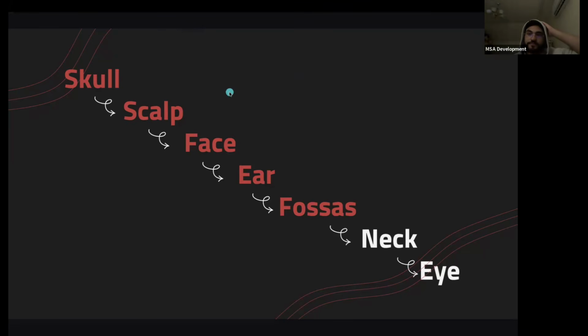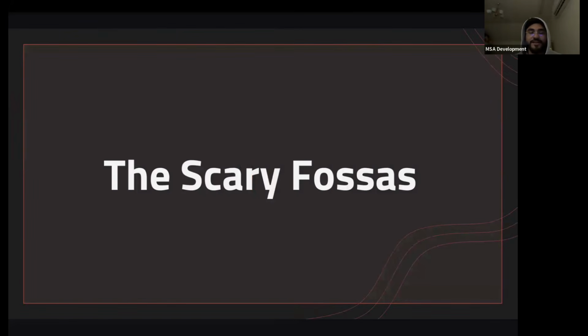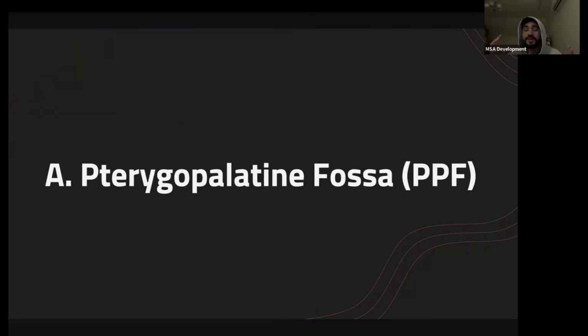Okay, so moving on to the fossas, or what I call them, the scary fossas. They're actually pretty easy. They're not that scary. It's just that they're a lot, and sometimes it gets a bit overwhelming. However, inshallah, we're going to cover them all today, starting off with the pterygopalatine fossa. We've heard the pterygopalatine terminology before, right? In the pterygopalatine ganglion, which is something that we're going to cover here as well.